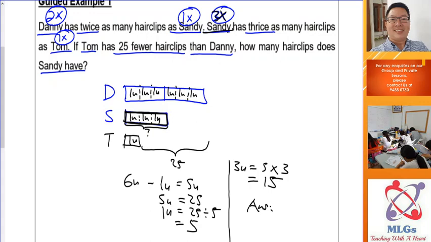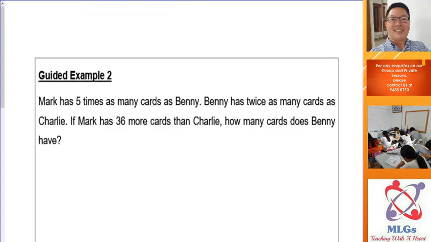Answer 15. And of course, you add on to your model. So what have I done? Right, I have shown you by drawing out the problem, you can actually work out the answer very easily, because you can see clearly for yourself what is 1 unit, and then once you can get 1 unit, you can get Sandy's hair clips, right? Okay, let's look at another example.